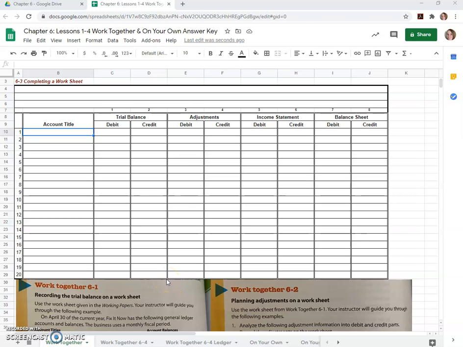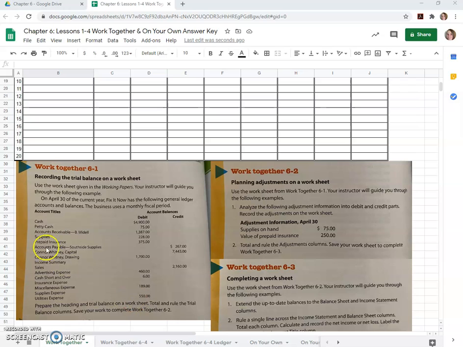Okay, let's do the Chapter 6 Work Together, problem 6-1. So this is straight out of your book here. It says, use the worksheet given in the working papers. This here will be the worksheet. Your instructor will guide you through the following example.